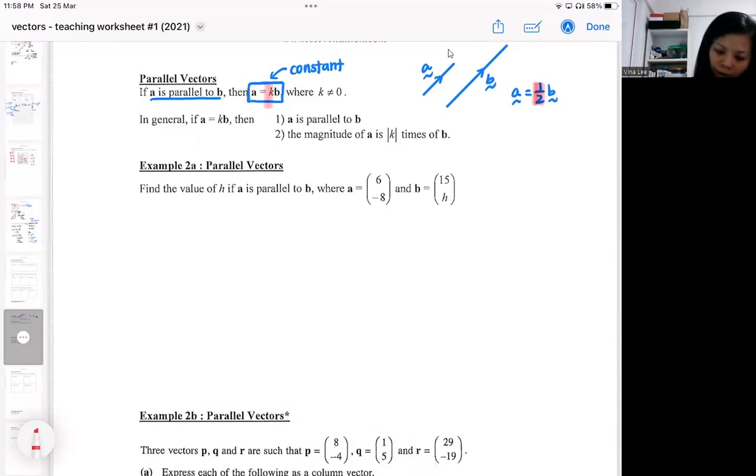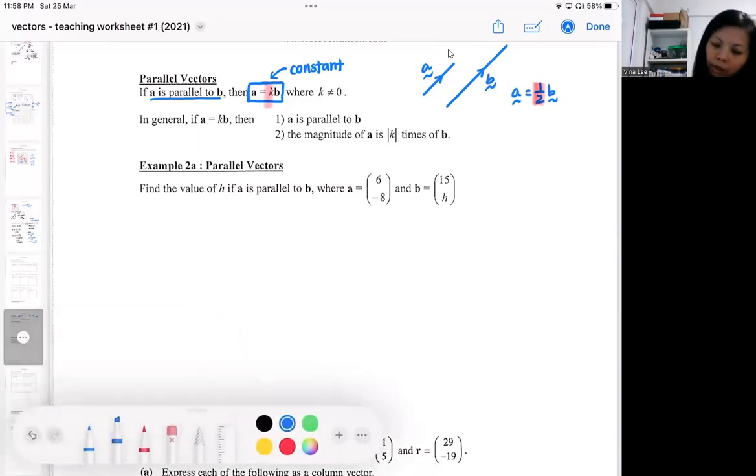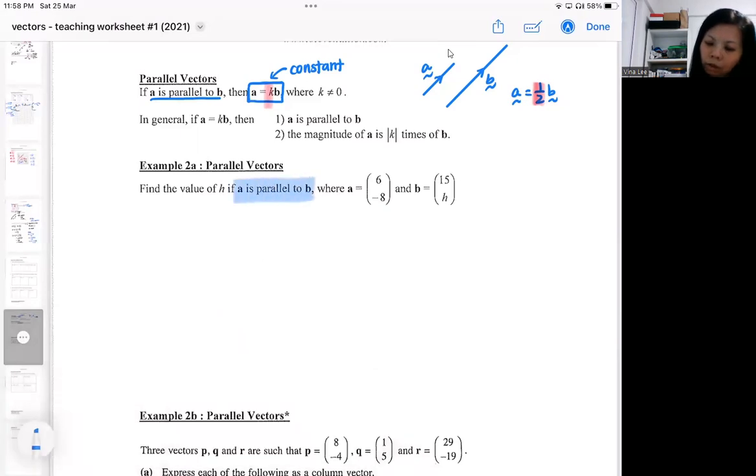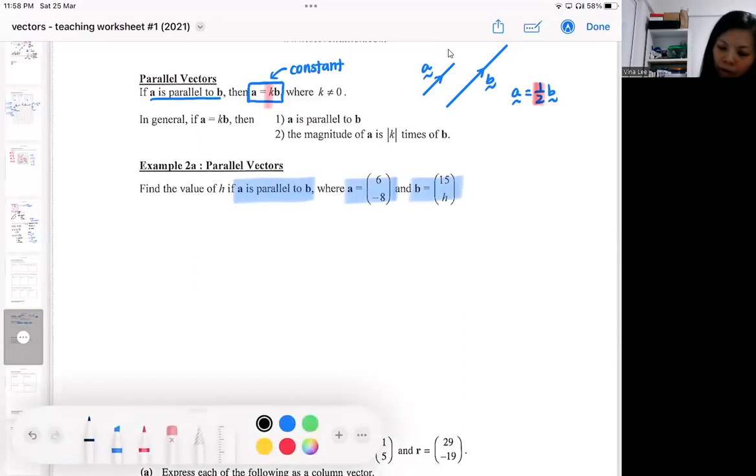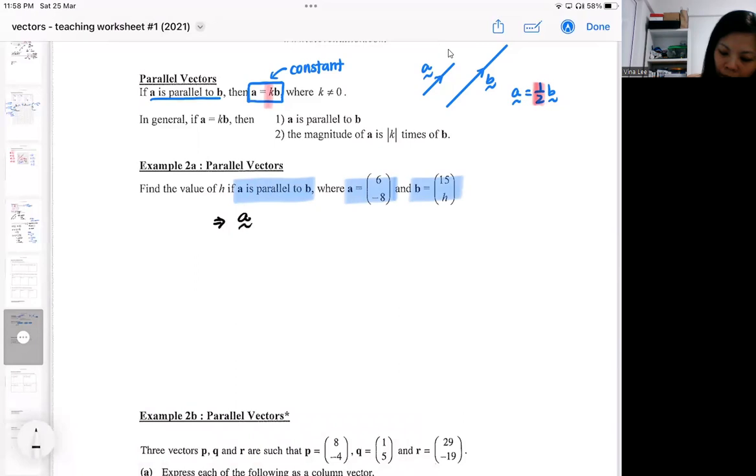For example 2A, if you read the question, A is parallel to B. So this is A and this is B. Because they are parallel, I know that A should be equal to KB. The constant is to adjust for the difference in length. If you look carefully, A is 6 minus 8, and then B is 15H. Do you realize that it happens that vector B also has an unknown?